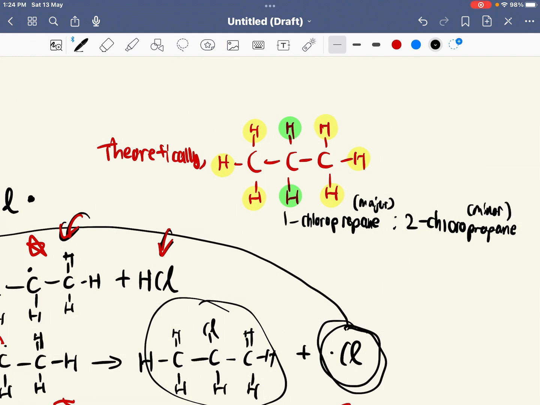So I'm going to give the ratio, since there are 6 possible hydrogen atoms that can be substituted to form my major product, and there are only 2 for the minor product. Let me just simplify it. Yep, so there we go, we have our ratio.